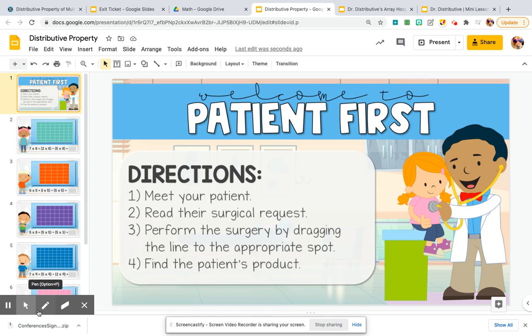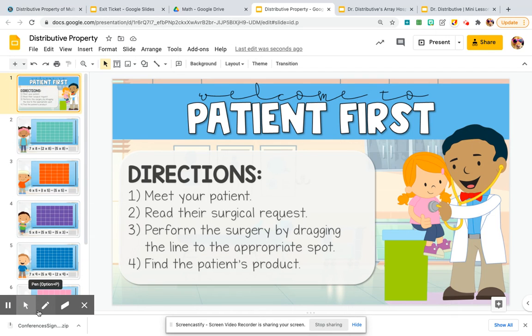Hi, third grade. You have a fun math activity here to do today. You are going to pretend to be the distributive property doctor. So you have some patients here, and they have surgical requests. So you have to operate on your patients, okay? And you have to follow their formula.